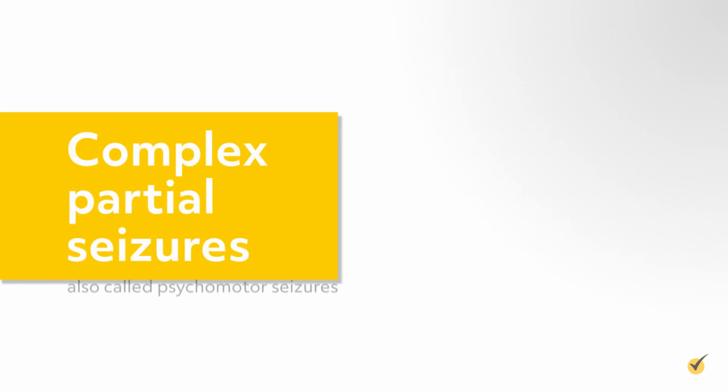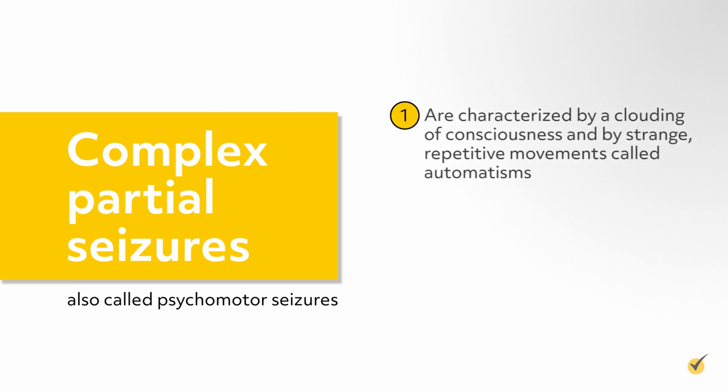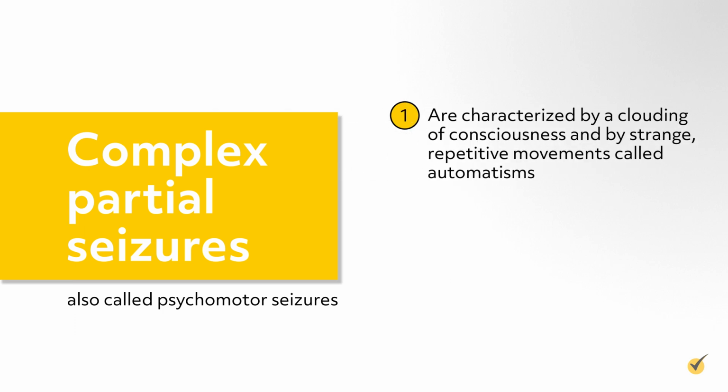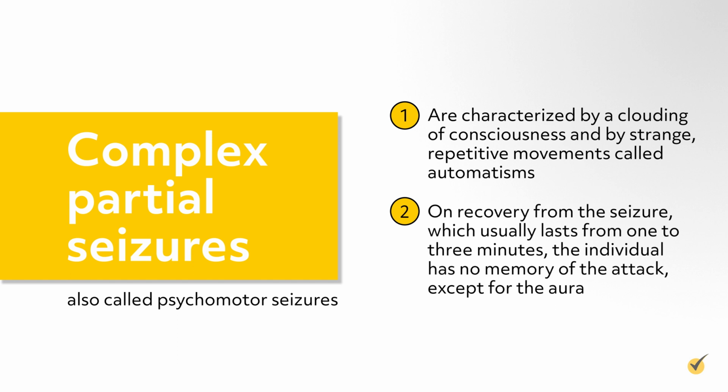Complex partial seizures, also called psychomotor seizures, are characterized by a clouding of consciousness and by strange repetitive movements called automatisms. On recovery from the seizure, which usually lasts from 1 to 3 minutes, the individual has no memory of the attack, except for the aura.